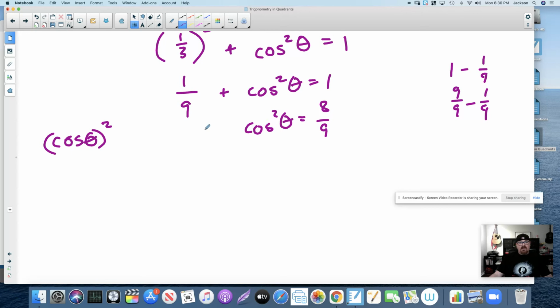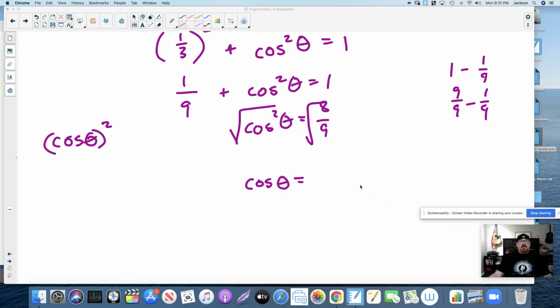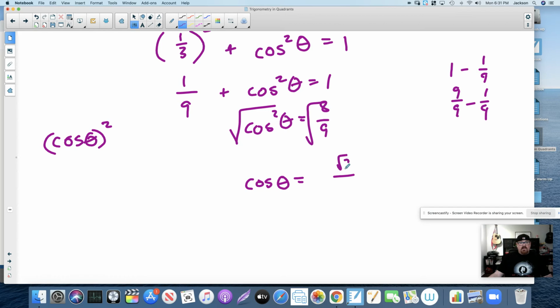That's what this is. So how would I get cosine theta? I'd take the square root. So I'm just going to take the square root here and here. Now I've got cosine theta. Okay. So what's going to happen next, right? We take the square root of 8 and we take the square root of 9, the square root of 8 over the square root of 9.